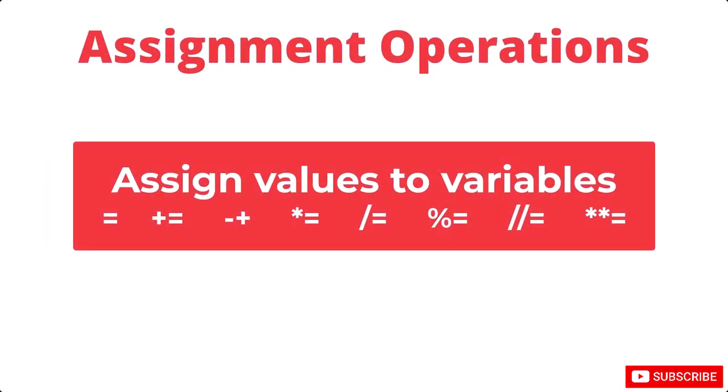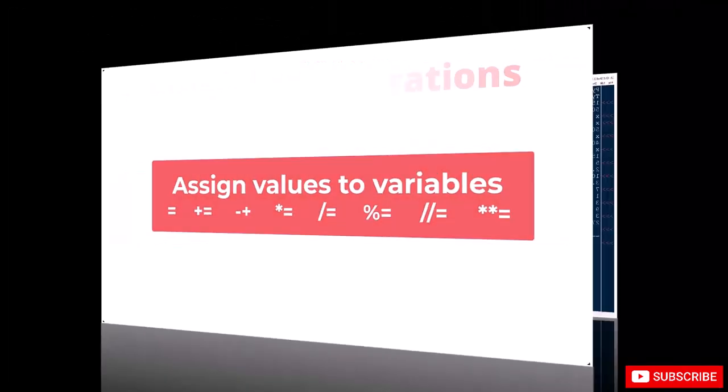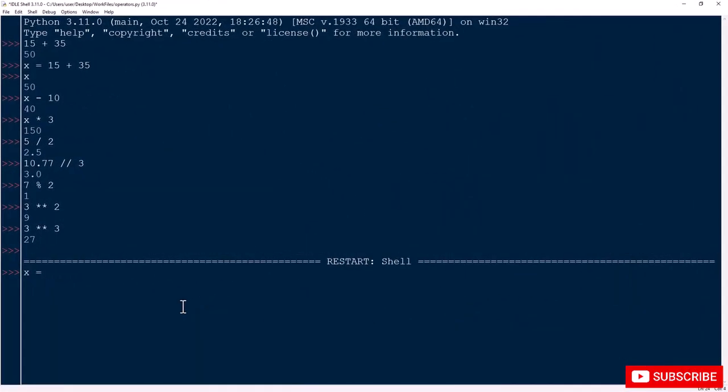You can use the assignment operators in the Python language to assign different types of values to variables. For instance, if you want to assign a value to a variable, you can use a single equal sign. However, there are different types of assignment operators available in the Python language. And you can see our first example here.